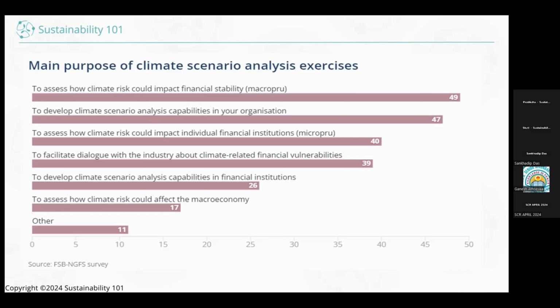So you would know the main purpose and motive behind why people are doing this, and everybody has their own reason. But fundamentally, one of the most important reasons is whether the companies will be able to survive in the near future. So to assess whether climate risk could have a financial impact on financial stability, and to develop the capabilities to handle the unknowns of the future, and how climate risk could affect the individual bodies.